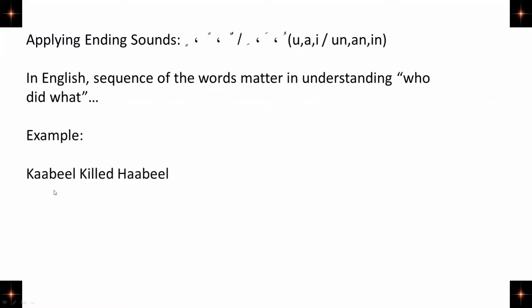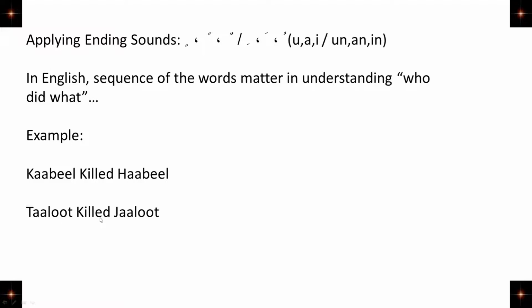Okay? For instance, Qabil killed Habil. Qabil killed Habil. You can't rearrange these words in English. You can't bring Qabil here and bring Habil here, or bring Habil before Qabil. You can't just reposition them to give you the same meaning.